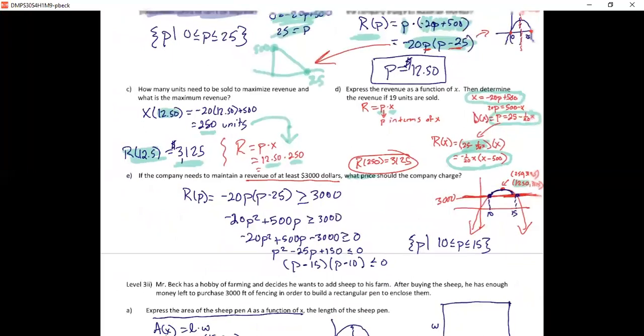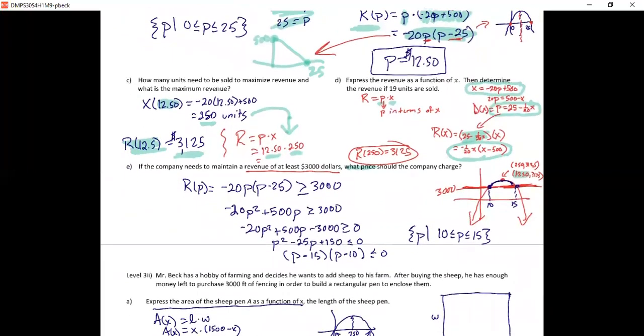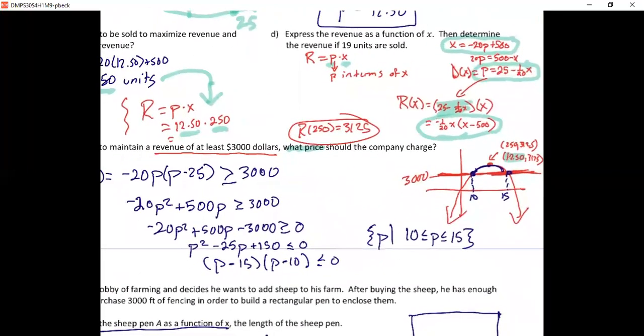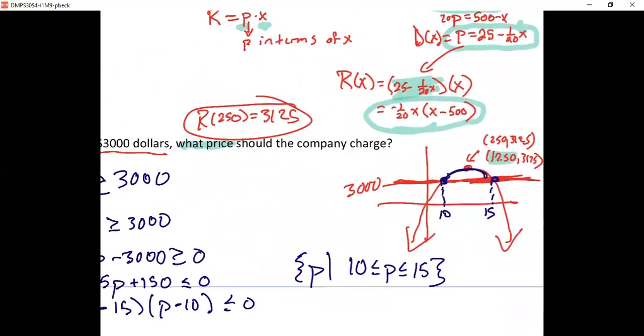Anyway, a company needs to maintain a revenue of at least $3,000. What price should the company charge? So what I'm kind of looking at in this situation is a graph like this. We have our revenue graph, and I wanted to have at least 3,000. So the approach I'm going to take is I want to know where my revenue is going to be above that, or at least, so greater than or equal to. So in this entire region, what are those prices?